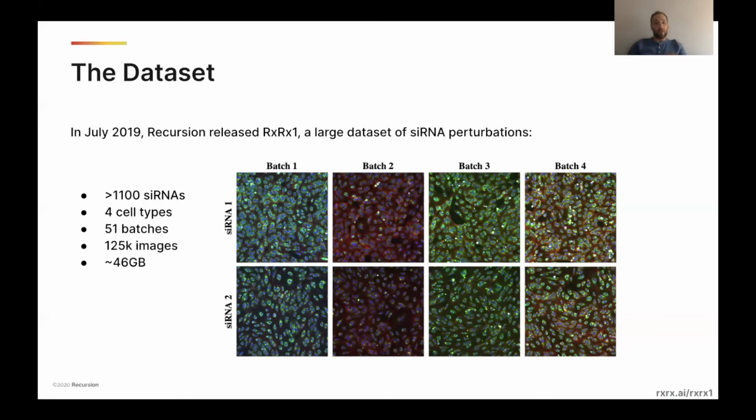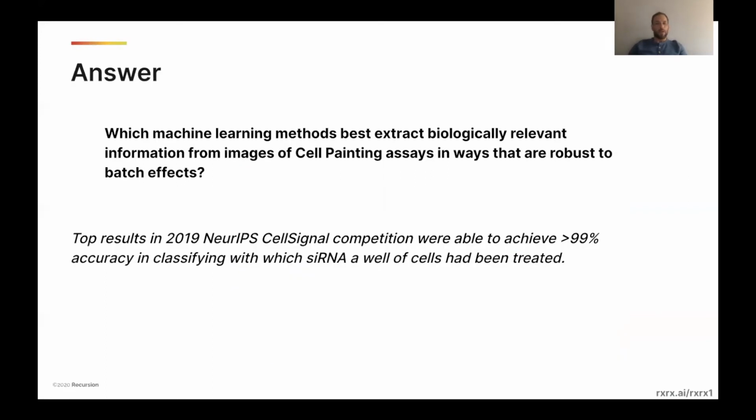So we asked researchers to learn to classify individual perturbations in ways that can generalize to unseen experimental batches. In doing so, we found that top results in a NeurIPS cell signal competition that we hosted were able to achieve greater than 99% accuracy in classifying siRNA in new experimental contexts.